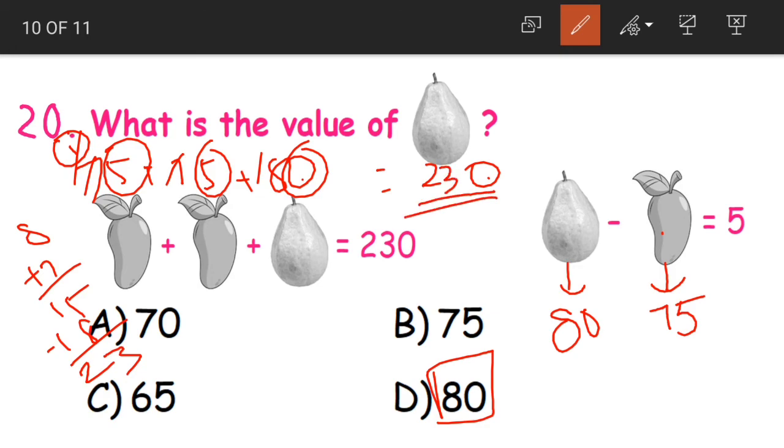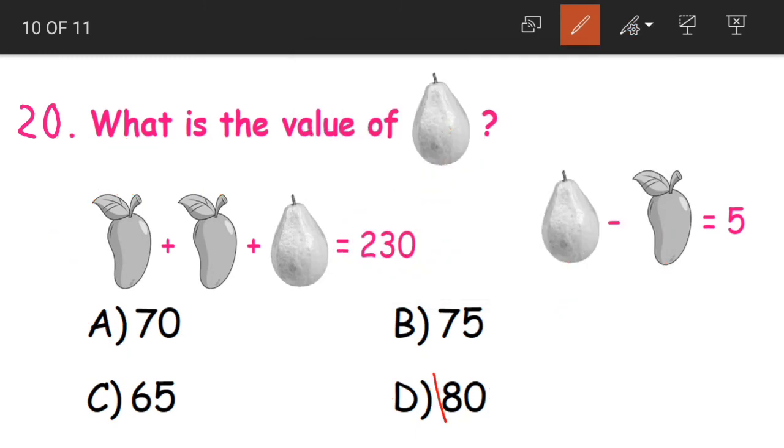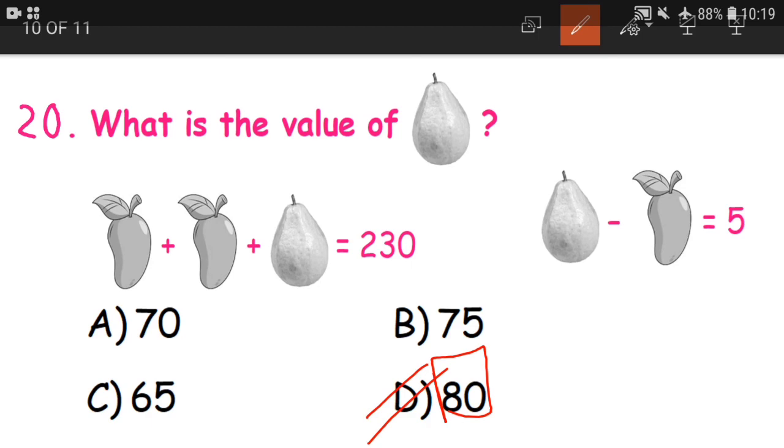What is our sum, children? 230. Yes, we got the same sum. When did we get it? When we took the value of pear as option D, 80. So we can say that option D, 80 is our correct answer. Now this was one method of solving this.